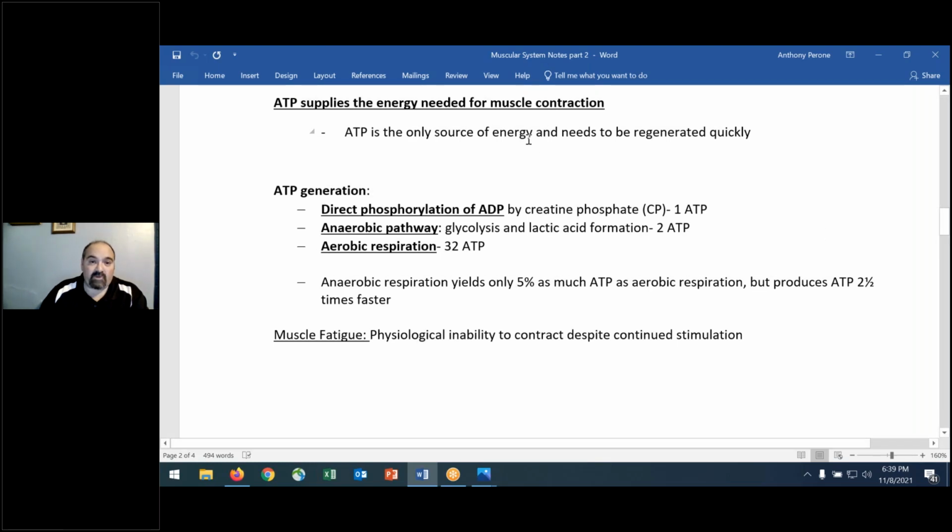So ATP is the only source of energy and needs to be regenerated quickly. So mitochondria. When you've seen images that I've shown you of the skeletal muscle, you can see that there are many mitochondria present, and they are important in order to produce the ATP.